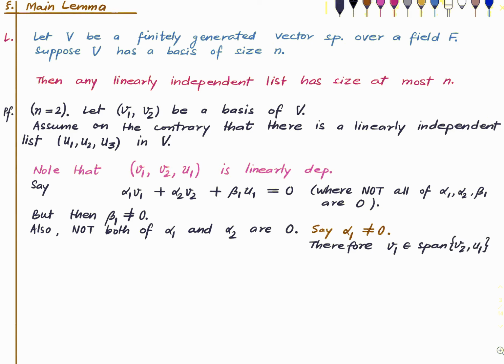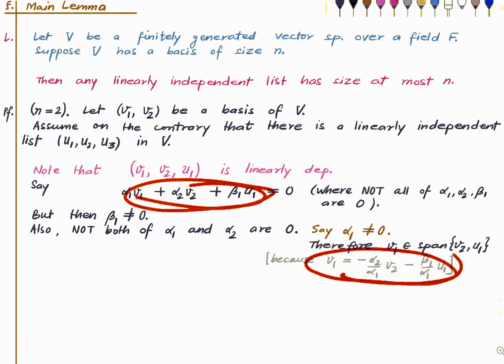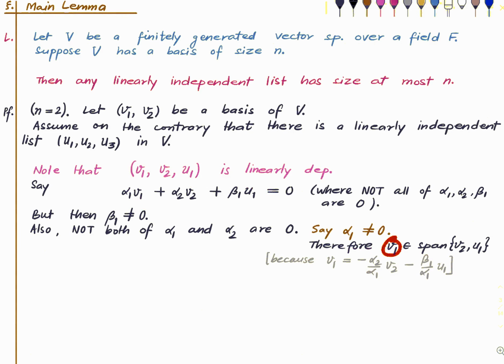Why is that? Because v1 is equal to minus alpha 2 by alpha 1 v2 minus beta 1 by alpha 1 u1. Right, this is legitimate because, what have I done? This is alpha 1. This is legitimate because alpha 1 is non-zero. So we have just shuffled things around and we get this equation which shows that v1 is in the span of v2 and u1. Okay.